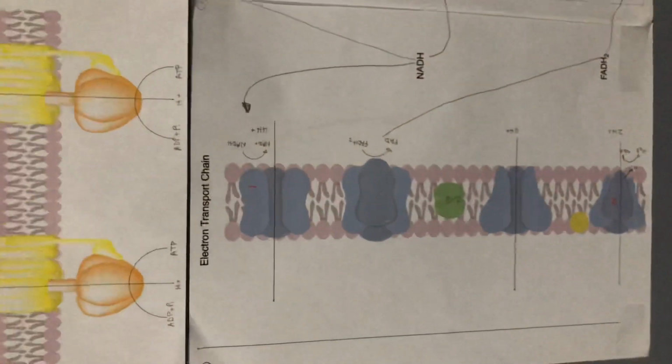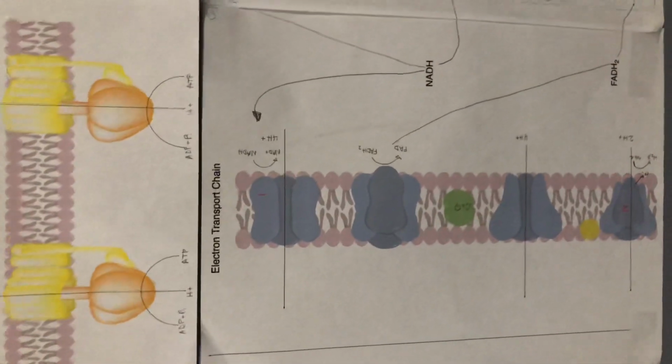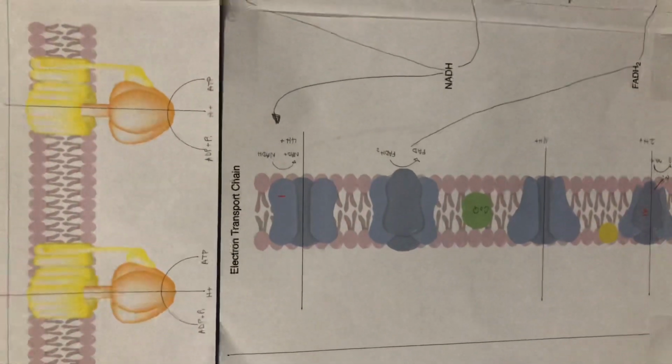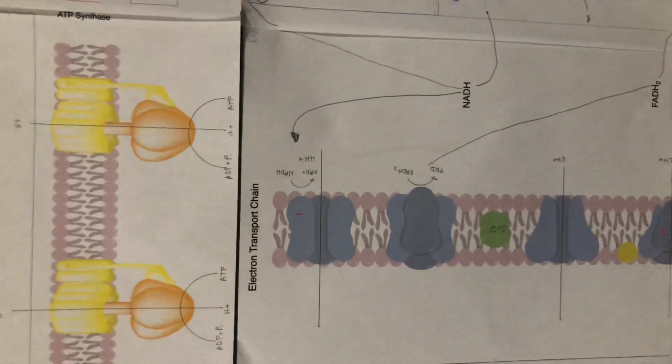Then they enter the citric acid cycle, where more NADH and CO2 are made along with ATP and FADH2. Okay, then NADH and FADH2 enter the electron transport chain, which produces a hydrogen gradient that will use NADH and FADH2 to produce more ATP.